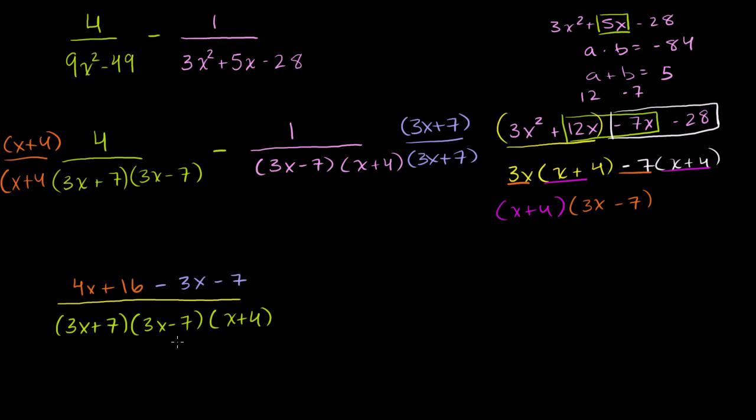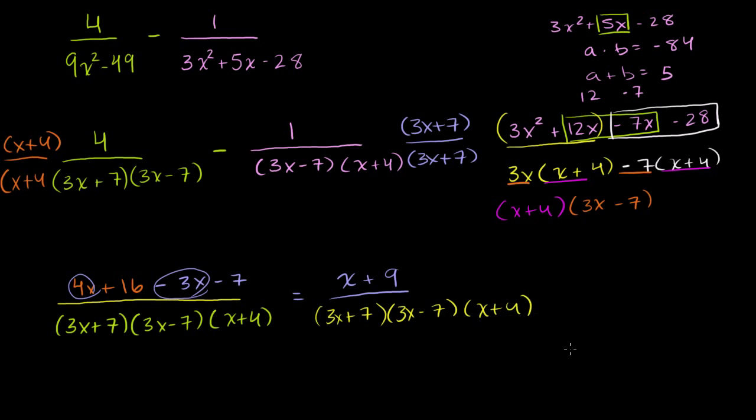And then what is this going to be equal to? In the numerator, we have a 4x minus a 3x, which will just be an x. And then we have a 16 minus a 7, which is a 9. And then in the denominator, we, of course, have all of this stuff over here, which is 3x plus 7 times 3x minus 7 times x plus 4. And we're done.